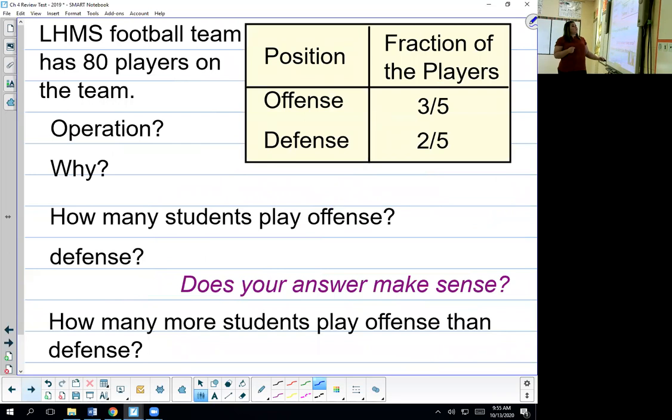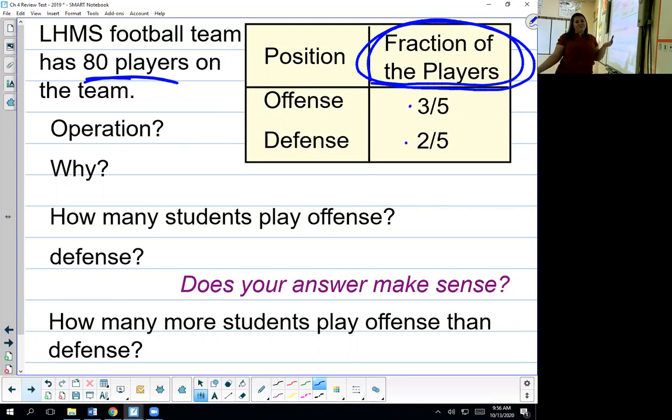All right, so let's look at this one here, which is kind of what I just said. Let's say we have 80 football players on the team. How many students play offense? How many students play defense? How many more students play offense than defense? So let's start out with part A right here. I got 80 players on the team, and this is a fraction of the players.